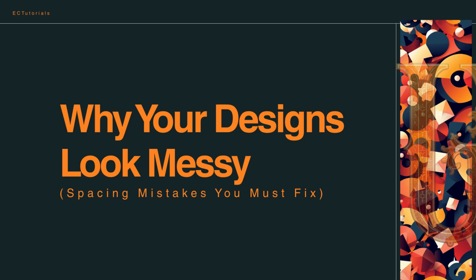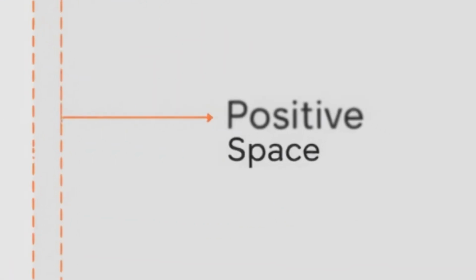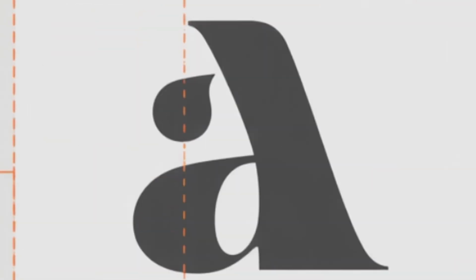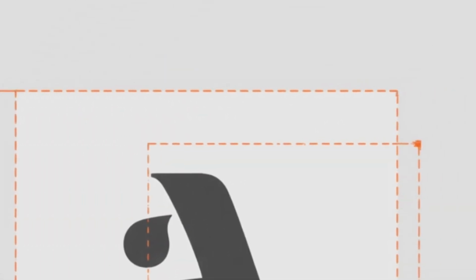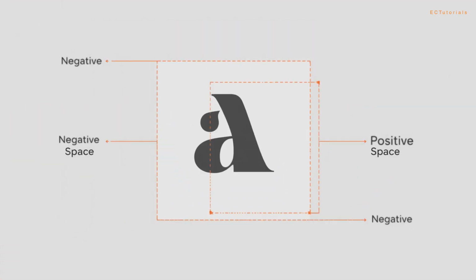In this episode, we're going to talk about why your designs look messy and the spacing mistakes you must fix. And the goal here is to help you create clean, balanced layouts by understanding space and scale. So you have positive space, which includes all your elements like text, images, and shapes. You also have negative space, which is the empty space around them. Most beginners try to fill every corner, which makes the design feel cramped and overwhelming.